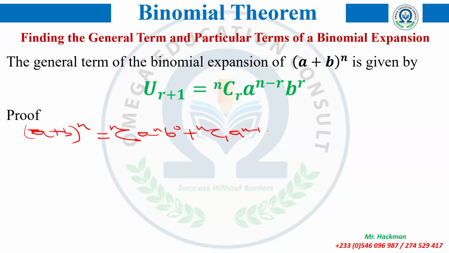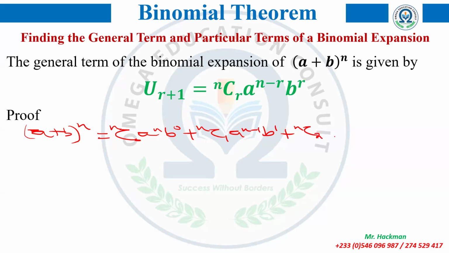I can hear only one person talking. I said the whole class, so you should all unmute. a to the power n minus 1, b to what power? 1. I can still hear only one hand. So plus nC2.